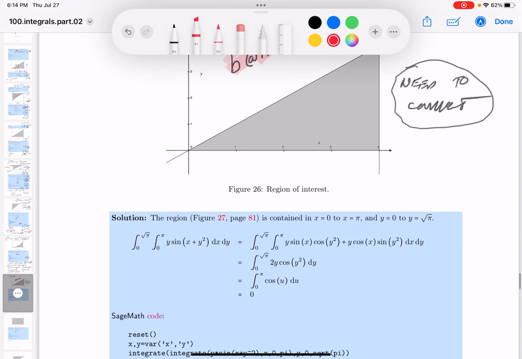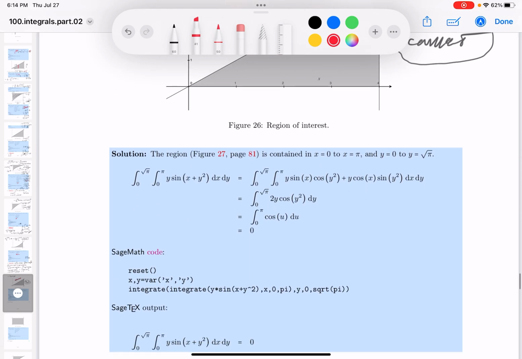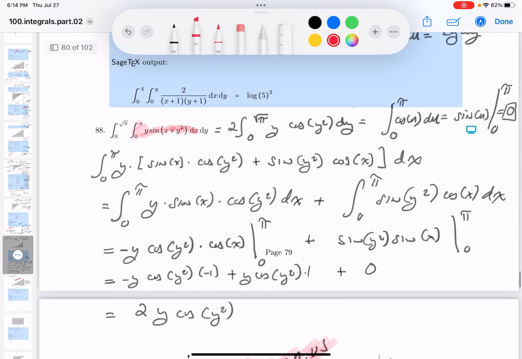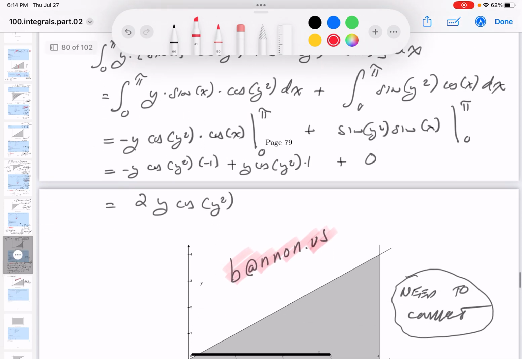And what we're doing over here, we're kind of looking at the work. And let me just see if I got this cosine u du. Yeah, we're there, and it's equal to 0.